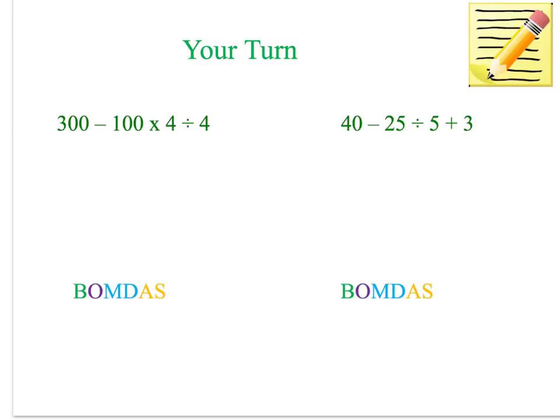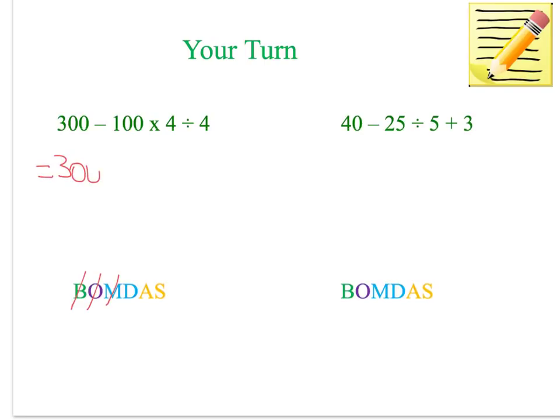Alrighty, this first one, we're looking for brackets. There aren't any brackets or other. Now we're looking for multiplication and division left to right. So the multiplication comes first. So we have to do that first. And I'm writing the whole problem out.